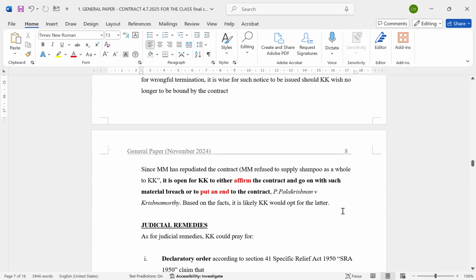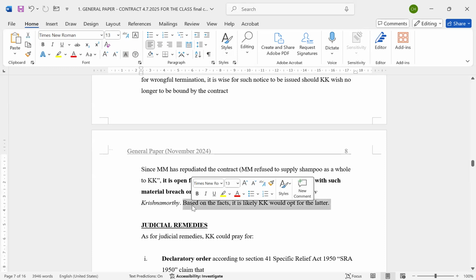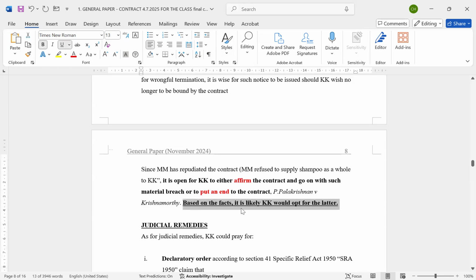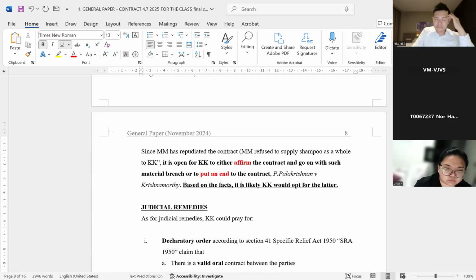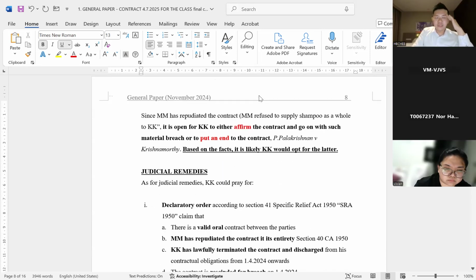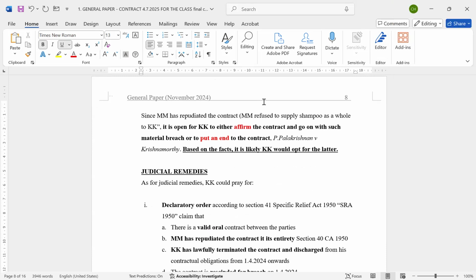So based on the facts, okay, be clear, it is likely that KK will opt for ending the contract. Make sure you let the examiner know, because he lost the contract with the hotels already. Takkan he wants to continue with the contract, isn't it? So advise as such.